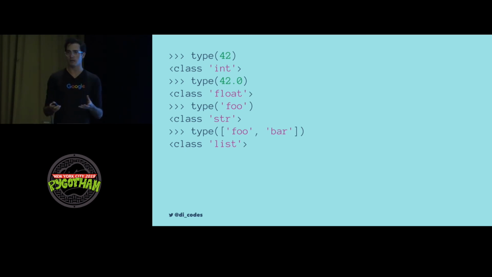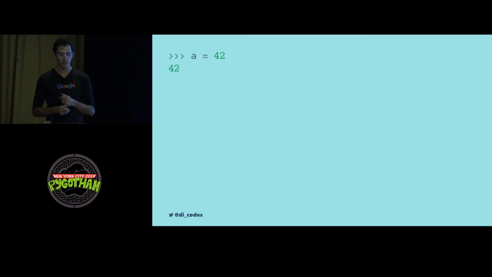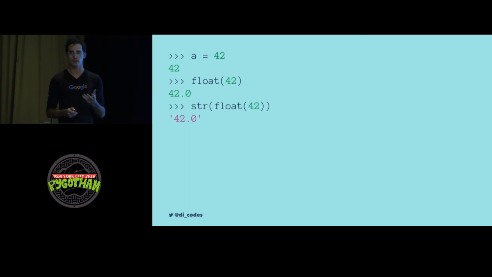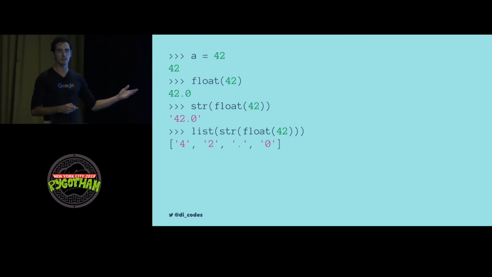So you might say, oh, I recognize these things, string, int, float. This is what I use to change one type into another. So yeah, you could have a variable like this, set a equal to 42, you get 42. You can call float and you get a float. You can call string, you get a string. You can call list and you get a really ugly list.